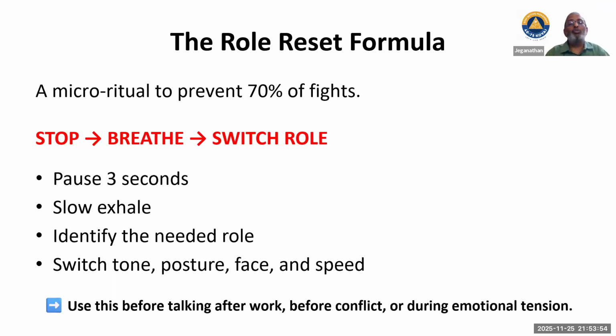Identify the needed role, switch your tone. Automatically, your tone starts switching, your posture starts changing. There are a lot of changes in your face and the speed at which you talk. Use this before talking, after work, before conflict, or during any emotional tension. It can be used anywhere. This is the role reset formula, friends. Stop, breathe, and switch your role.